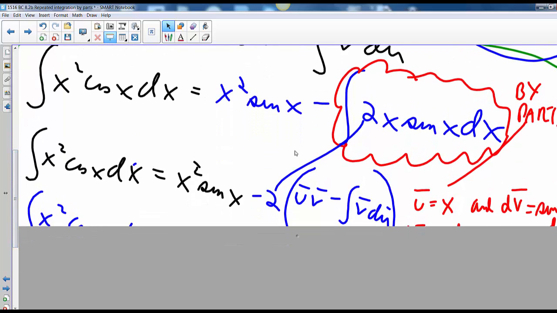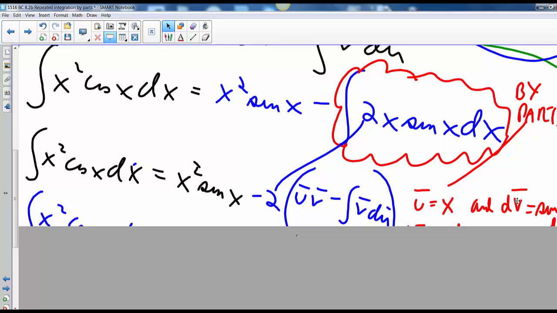Okay, so I'm doing just the red right now. The rest stays the same. That's on the left side. There's my x squared sine x, there's my minus, and I'm just going to pull out the 2. So I'm doing this without the 2. I have this x sine x, so I'll let dv bar.